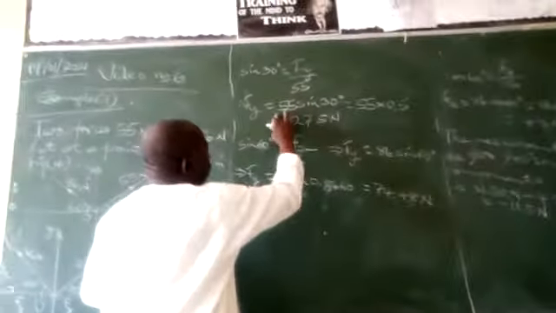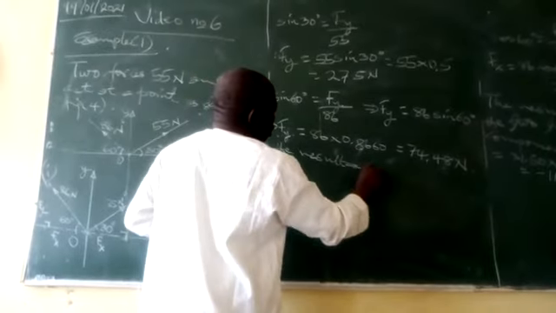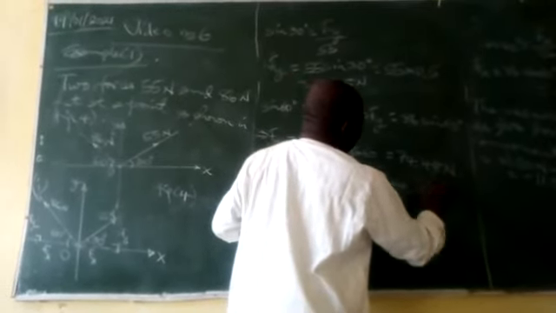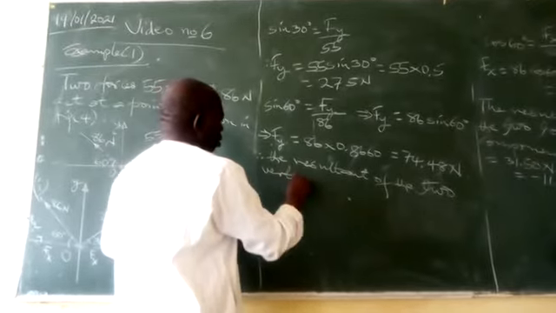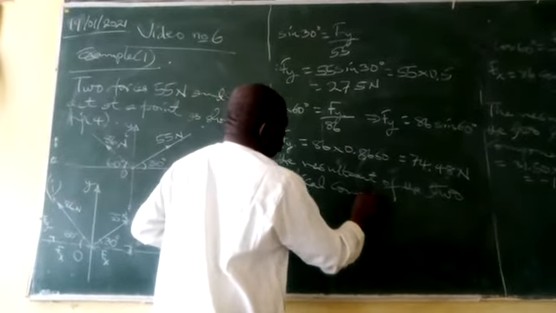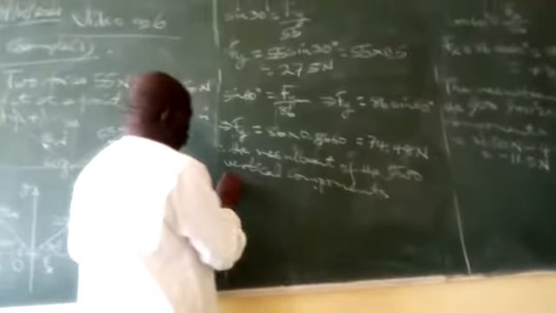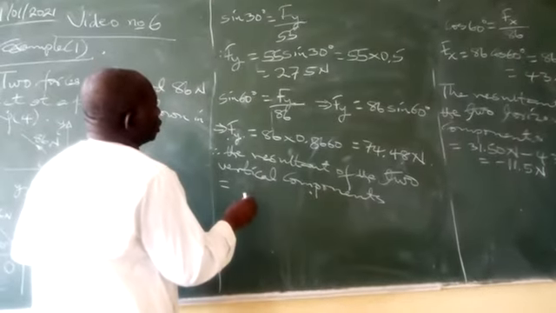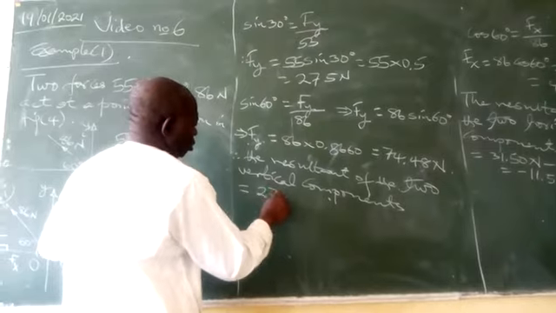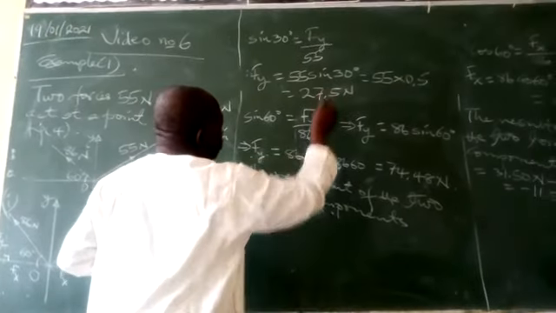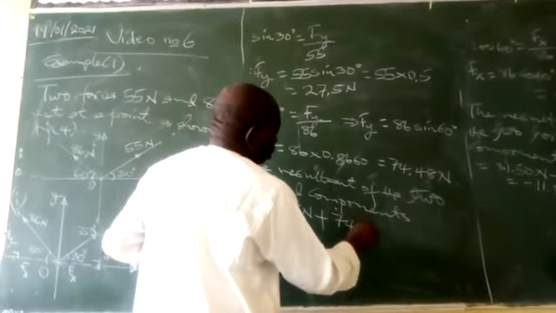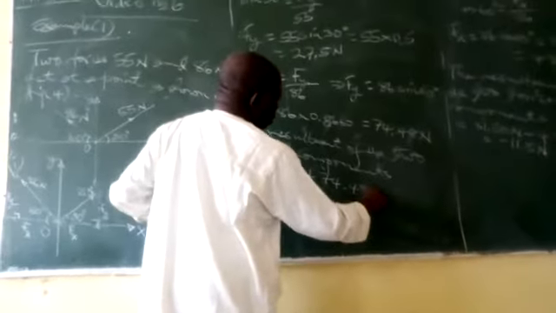Yes. So, the resultant now, therefore, the resultant of the two vertical components is equal to the vertical component here, which is 27.5 Newton plus 74.48 Newton.